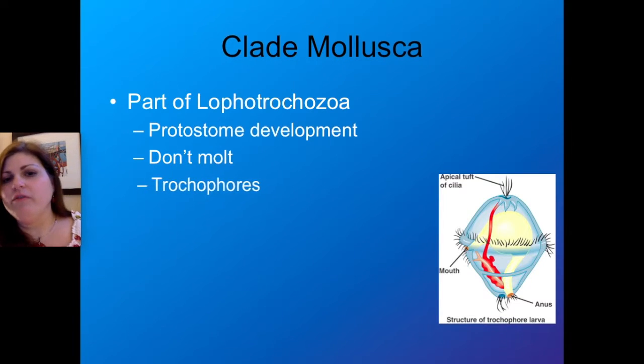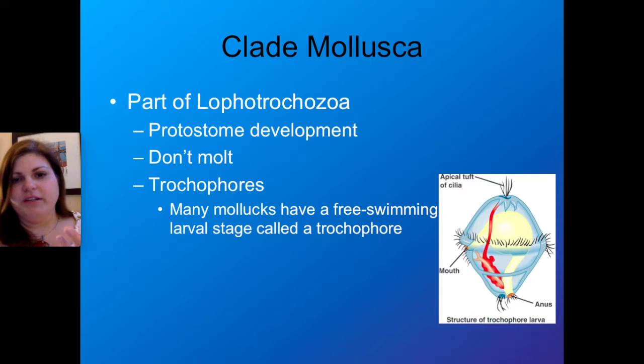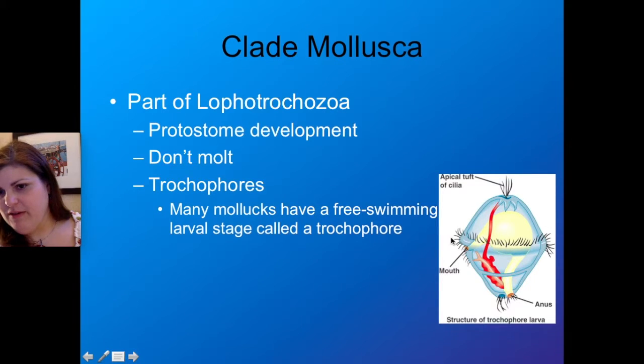And they have trochophores. That's not a term I've introduced in depth yet. Trochophore is simply a larval stage, in which it has this ciliated shape here, with the cilia around the outside of the structure, while they're larvae.